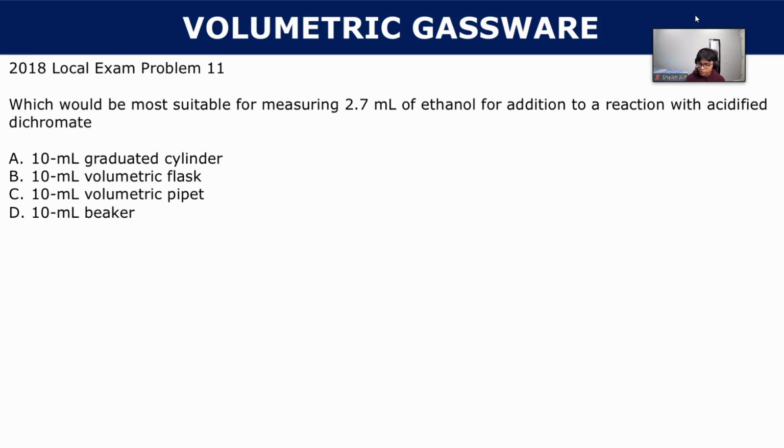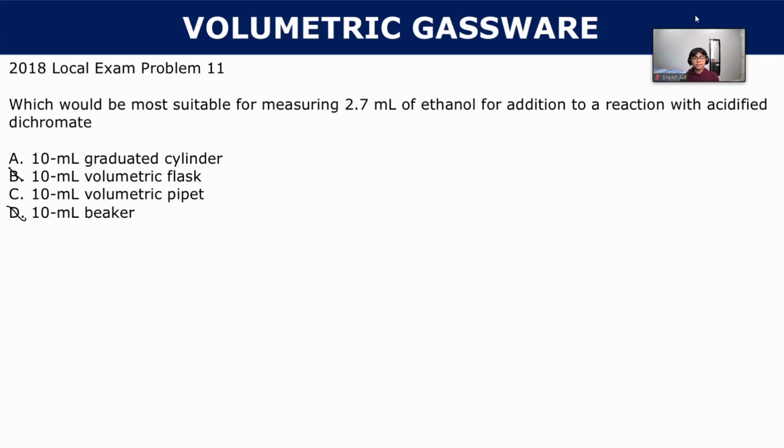Which would be the most suitable for measuring 2.7 mL of ethanol for addition to a reaction with acidified dichromate? That whole reaction stuff is irrelevant. We're basically looking at 2.7 mL of ethanol. What would we use to measure that? Well, we can get rid of the beaker here because, again, it's not volumetric. We cannot be super accurate with that. The next thing we can get rid of is going to be a volumetric flask.